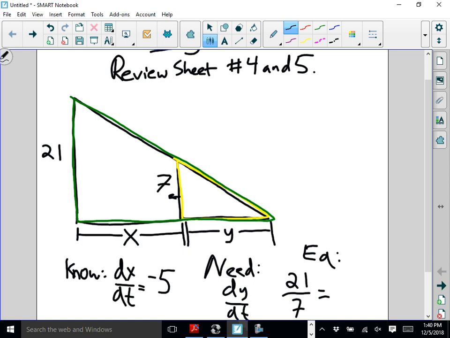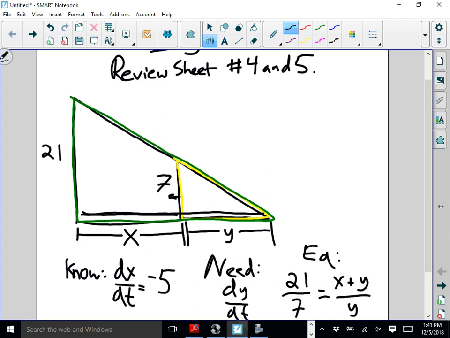Here's where you need to be careful. A lot of students write x for the base of the big triangle. X is not the base of the big triangle. X is only this distance. That's not the base of the triangle. The base of the triangle is this whole distance. So the base of the triangle is x plus y. Very important to see that. Over the base of the yellow triangle, the littler triangle, which is y. Okay? So kind of a lot of tough stuff to get this thing set up.